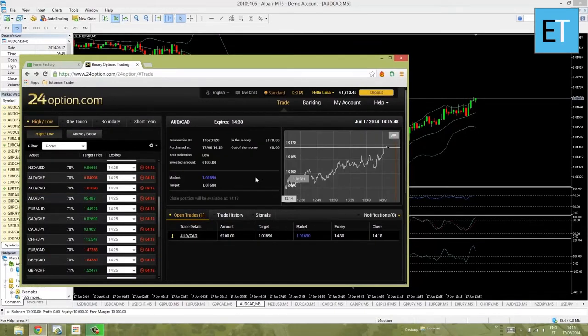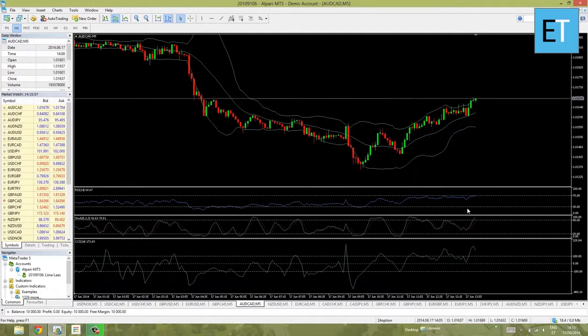Okay, so I have entered this trade as well for 15 minutes. So let's have a quick look here. So the previous candlestick crossed Bollinger Bands. This one is also crossing it. The RSI is very close, so 69.